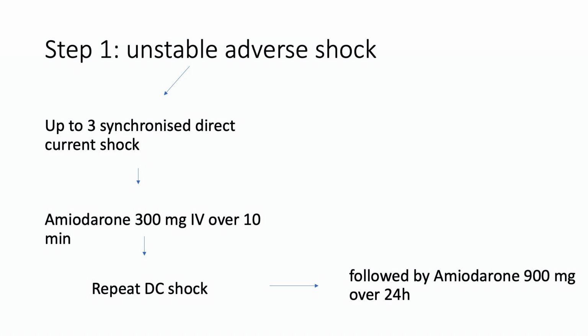Unstable patient with an adverse sign, for example, shock. You can administer up to 3 synchronized direct current shocks, and after the shocks, you give amiodarone 300 milligrams IV over 10 minutes. After this, you repeat the direct current shock, followed by another dose of amiodarone, but now you give 900 milligrams over 24 hours.